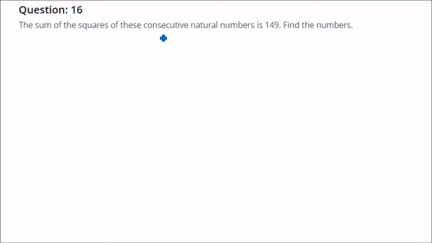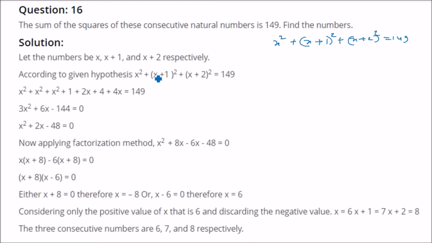The sum of squares of 3 consecutive natural numbers is 149. The numbers are x, x plus 1, and x plus 2. So the sum of all these squares is given as 149. So what do we do? We just open this. This is x square. x plus 1 whole square is x square plus 1 plus 2x. x plus 2 whole square is x square plus 4 plus 4x.